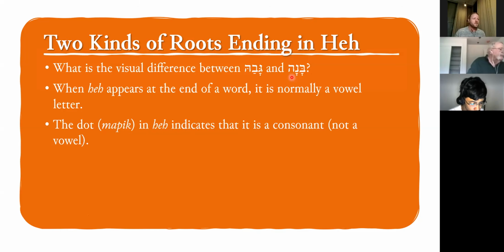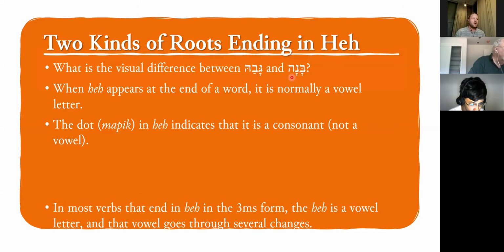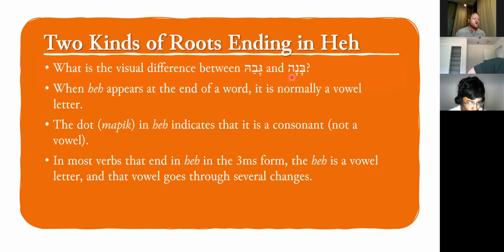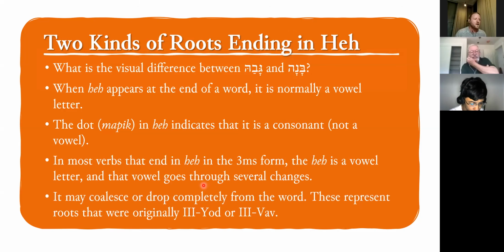The dot called mapik in the He indicates that it is a consonant and not a vowel. In most verbs that end in He in the third person masculine singular form, He is a vowel letter, and that vowel goes through several changes when we go through the other forms of the verb. It may coalesce, we already said, or drop completely from the word. These represent words that were originally third Yod or third Vav. If you look at the top of 306, you have examples of the Yod or Vav coalescing and of it dropping out.